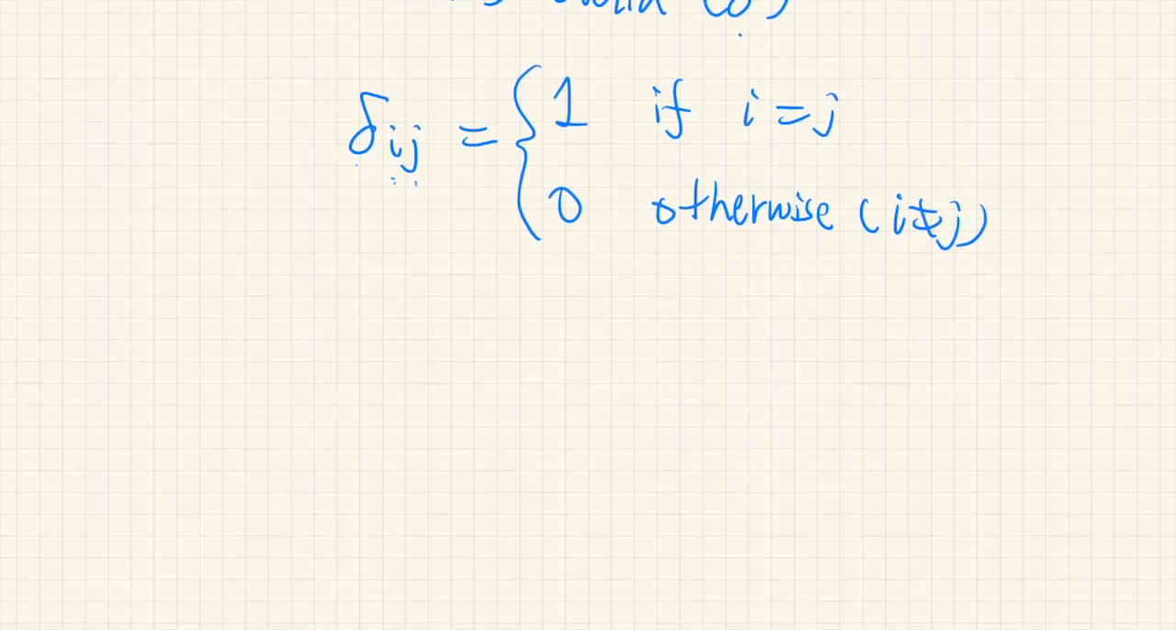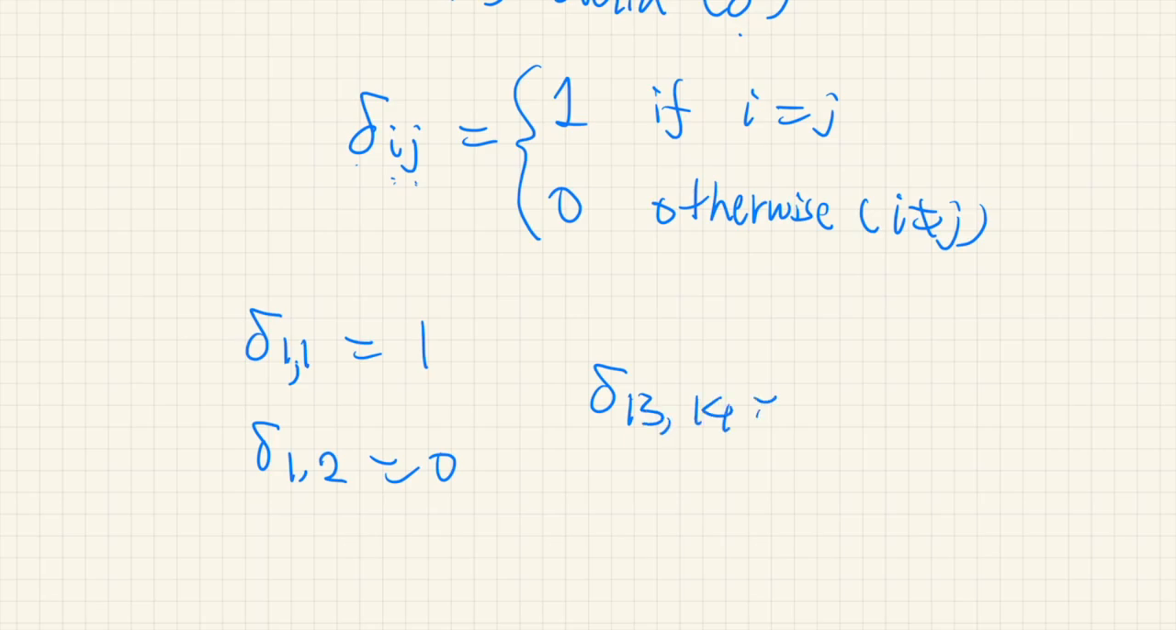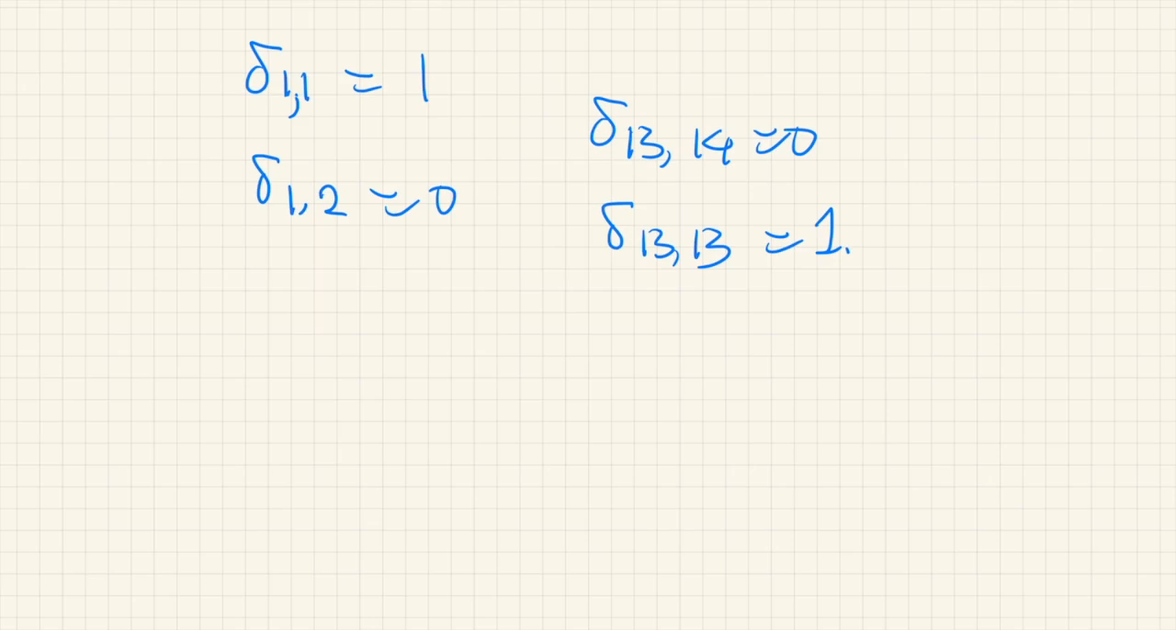Okay, so that means, for example, delta 1,1, let's put a comma to distinguish this from delta 11. It's not delta 11, but delta 1,1. This is equal to 1, but delta 1,2 is 0. And similarly, delta 13,14 is 0, and delta 13,13 is 1. Something like that. Easy. So using this Kronecker's delta, we define the identity matrix.